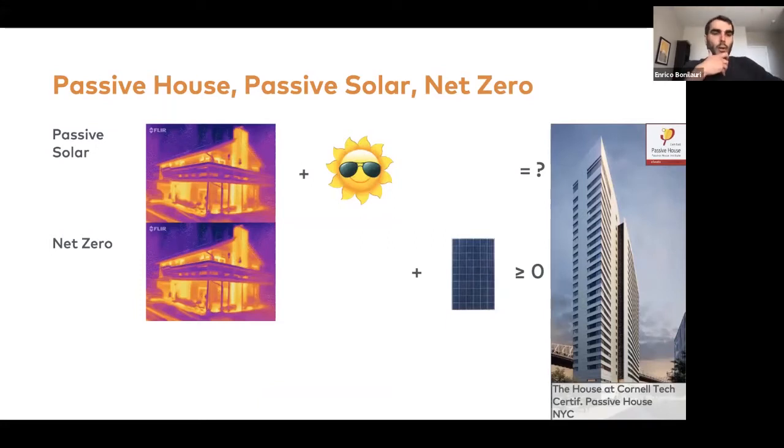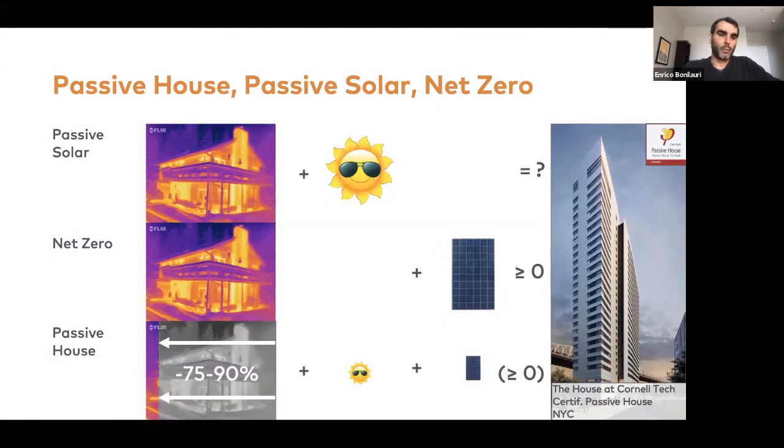What is important in this slide is that on the left, the 2 purple and yellow images represent the heat losses through the building envelope. And neither passive solar nor net zero really address how to improve the building thermal envelope. This is what the core of passive house is. We want to improve the quality of the building envelope considerably, so then we can incorporate some passive solar gains as well as some renewables to achieve greater energy efficiency. But the real core is having a considerably better built building.